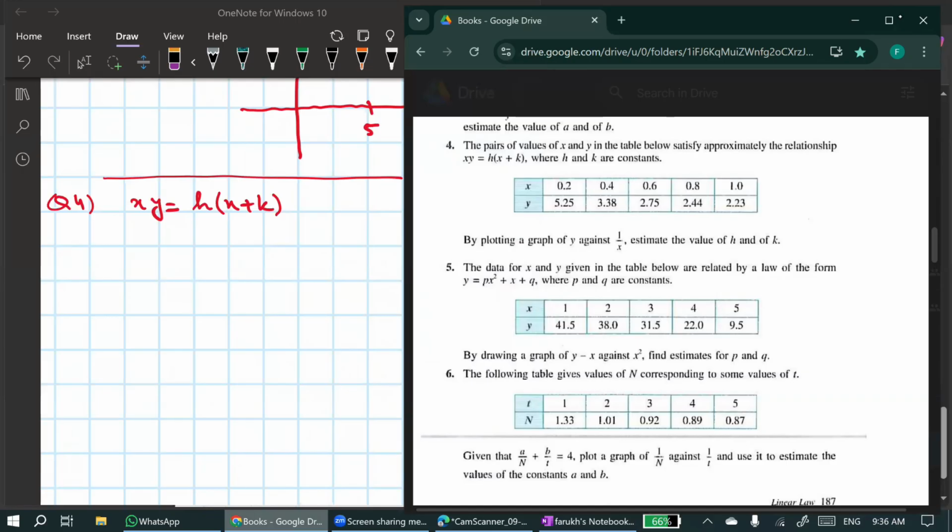Table for x and y, for the values of x and y is given by plotting a graph of y against 1 over x square. Now plotted variables are given. We will make y the subject of the equation, because the rule is to make the subject the variable plotted along the y-axis. Now on the y-axis, y is plotted. So we will make y the subject.